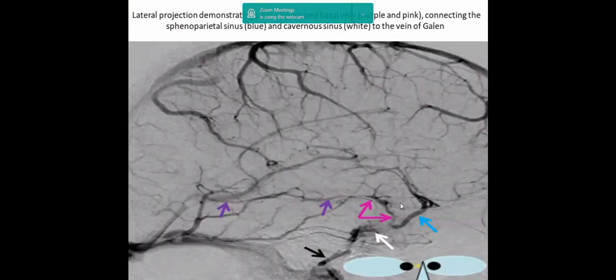So this is a picture depicting the basal vein. You can see the basal vein here with the purple and pink arrows. It forms a connection between the cavernous sinus and the deep venous system, that is the vein of Galen.